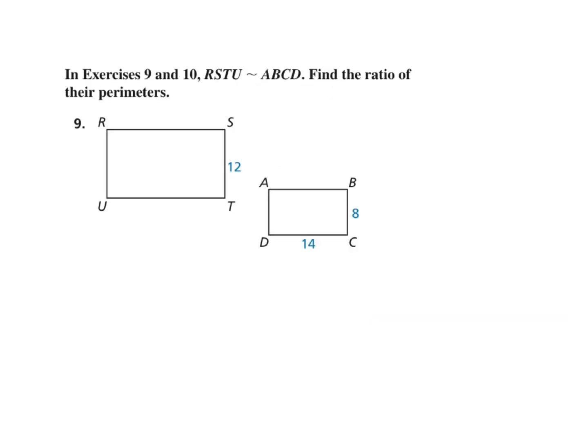Find the ratio of their perimeters. So the ratio of the perimeters is the same as the ratio of the legs. So the ratio of the legs, the only leg we have is ST. ST is the same as BC. So the ratio there is 12 to 8. Reduce that by 4, we get 3 halves. So the ratio should be 3 halves.